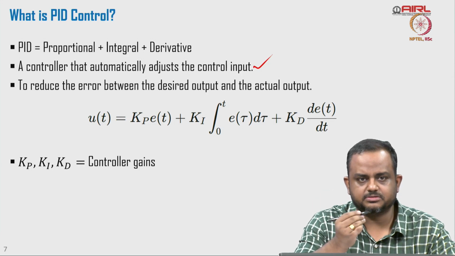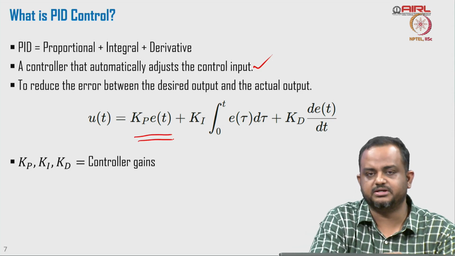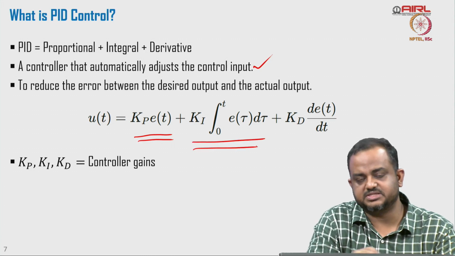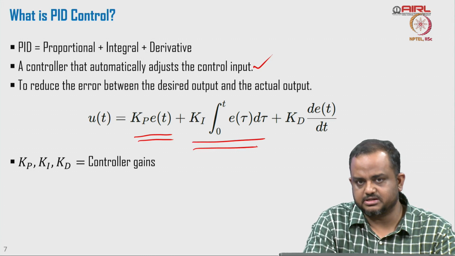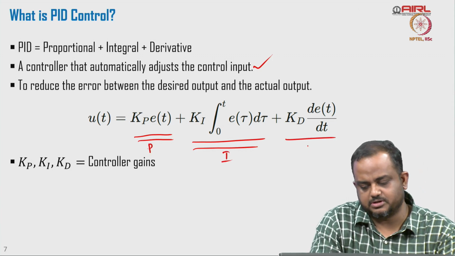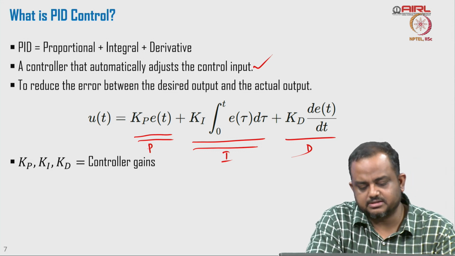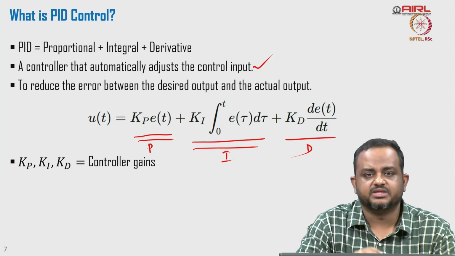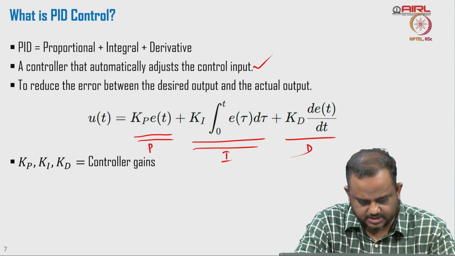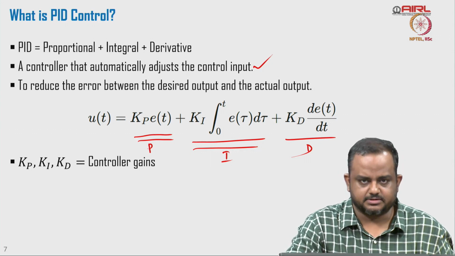So the PID controller, or the PID control law, has these three components. The first stands for proportional control, the second for integral control, and the third for derivative control. What is Kp? Kp is the proportional controller gain. Similarly, Ki and Kd are the integral control gain and derivative control gain respectively. So how is it handling the error?